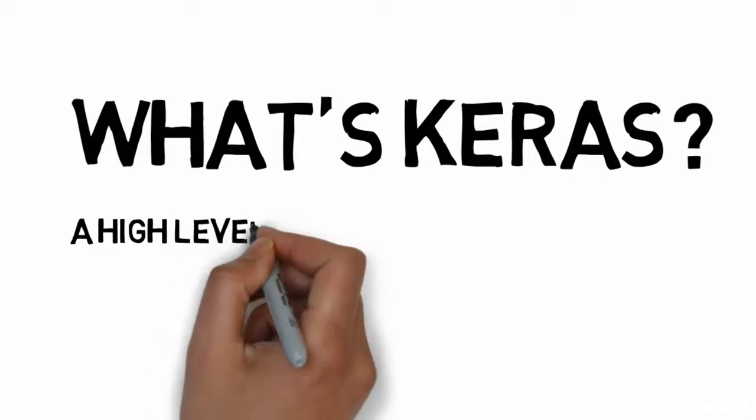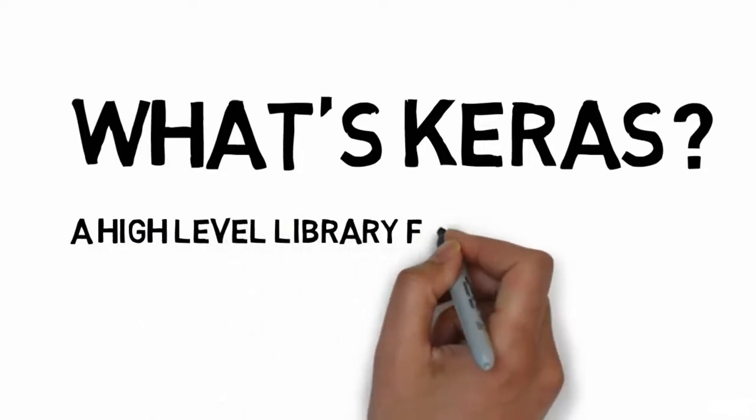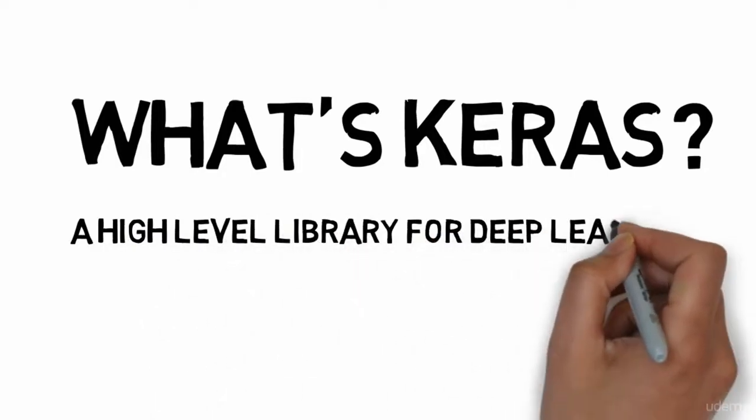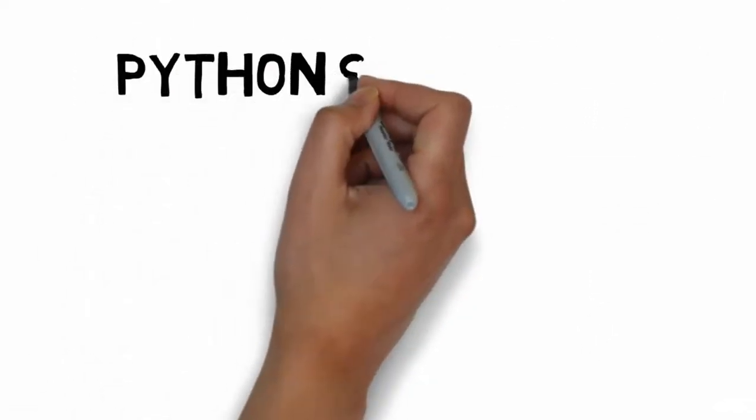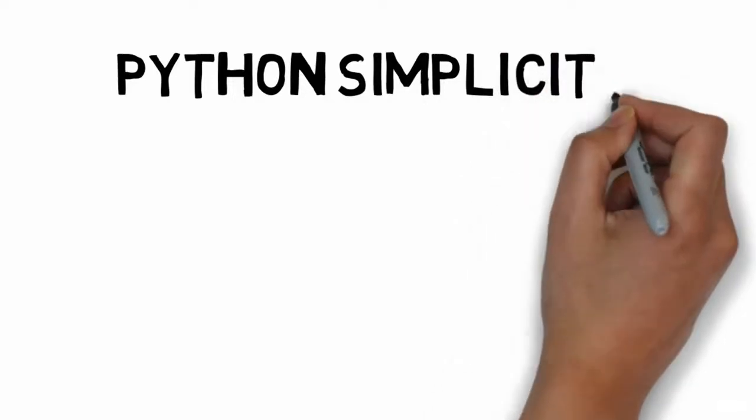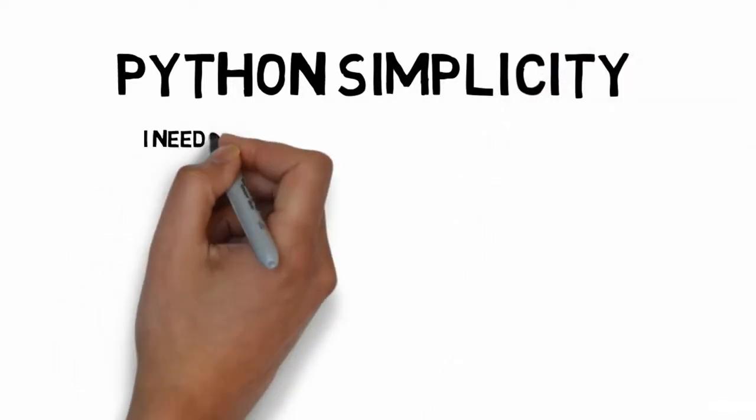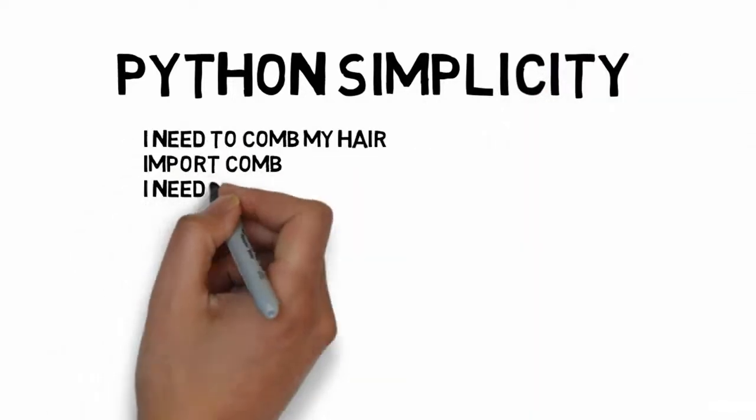All right, so what's Keras? Keras is a high-level library in Python used to build deep neural networks. Great, what's high level and what's a neural network? High level just means it's closer to our language than machine language. Thus, it's easier to understand and use.